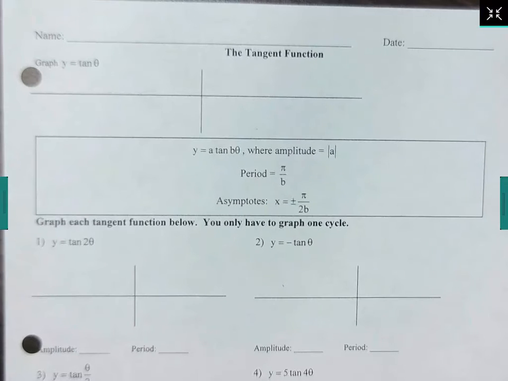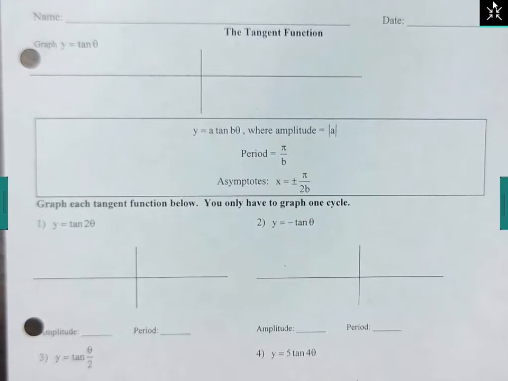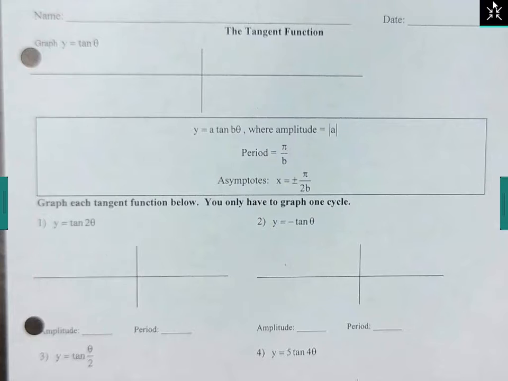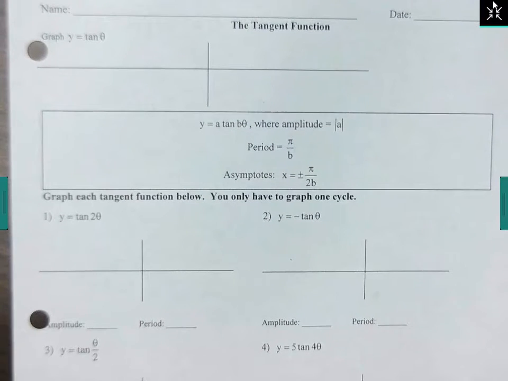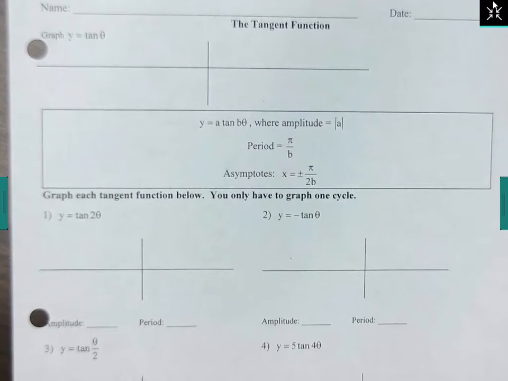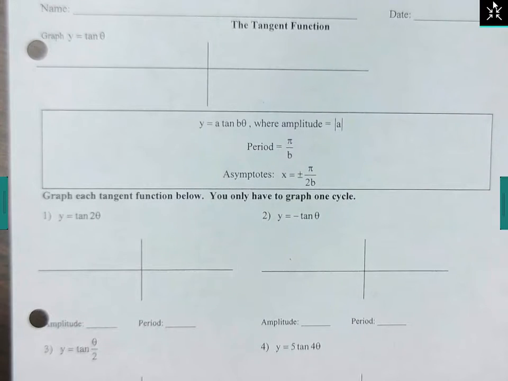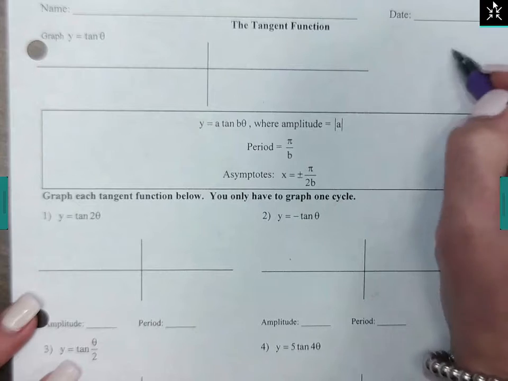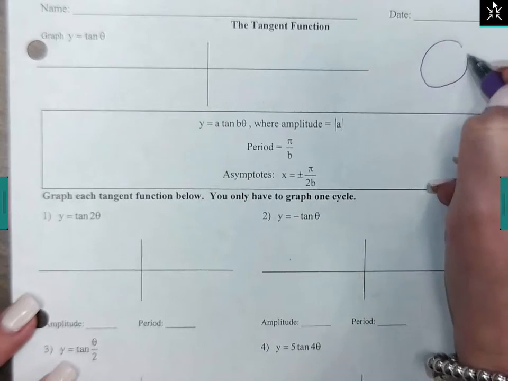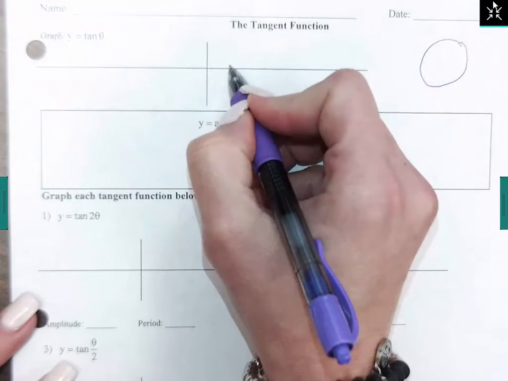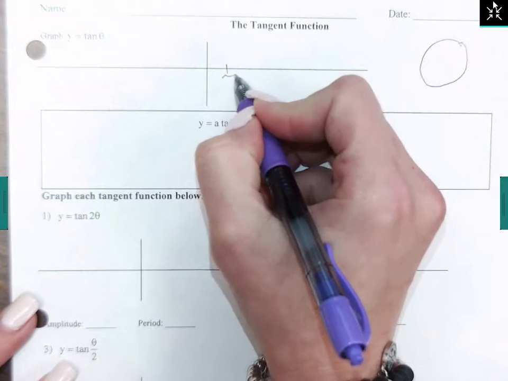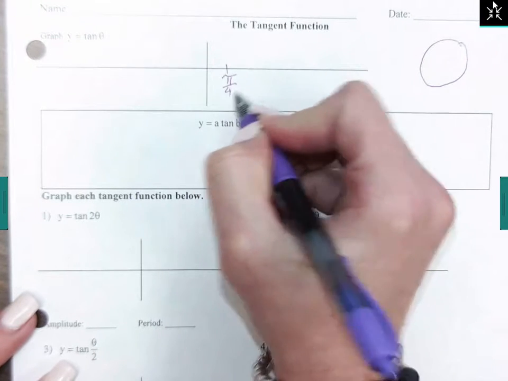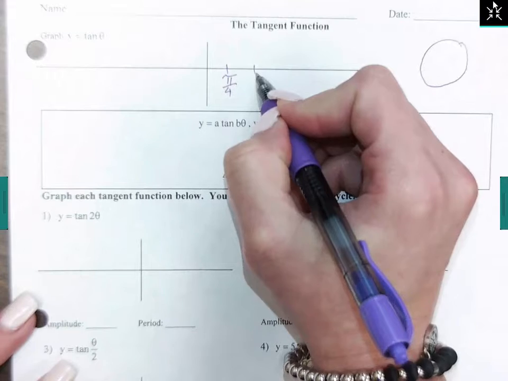All right, so today we are going to be graphing the tangent function. So we want to start again, just like we did with our sine and cosine, with our unit circle, right? Now the tangent one's a little different than the sine and cosine. If we look at our unit circle, let's say this is pi over 4. This would be 2 pi over 4, which is just pi over 2, right?